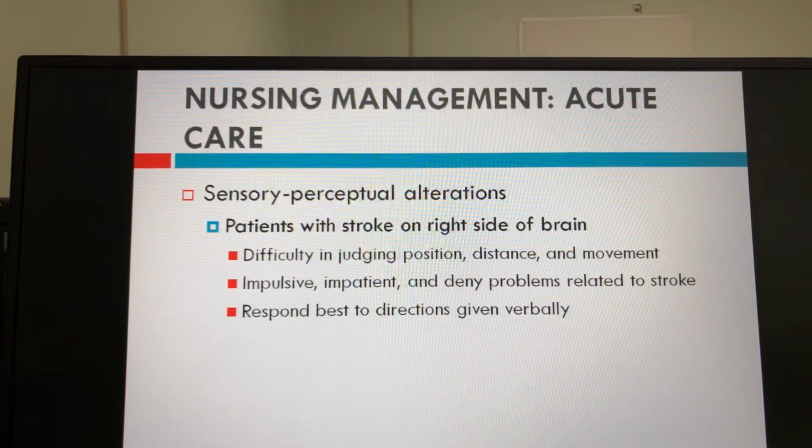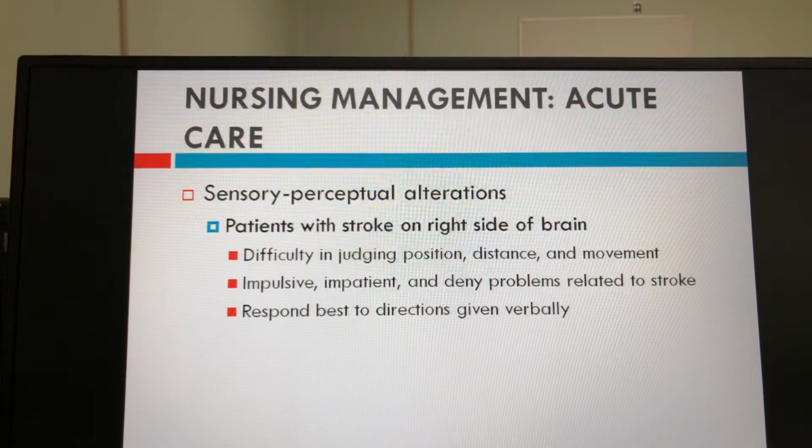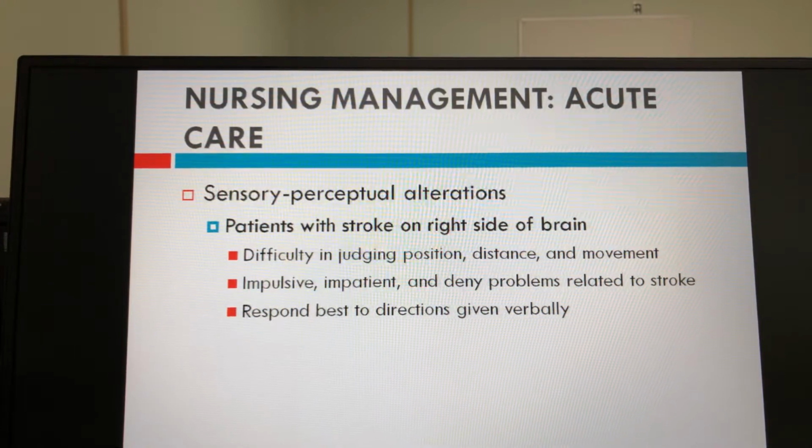Again, continuing with sensory perceptual alterations. The patient with a right brain stroke, which will have left hemiplegia, is at higher risk for injury because of mobility difficulties. Tasks should be broken down to simple steps for ease of understanding. Environmental control, such as removing clutter and obstacles and using good lighting, aids in concentration and safer mobility.